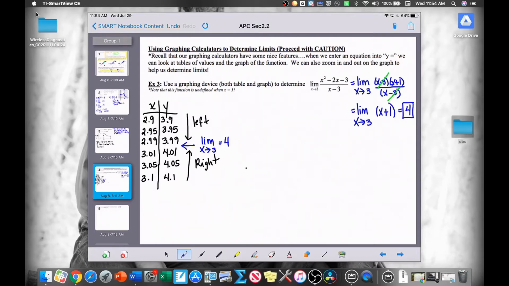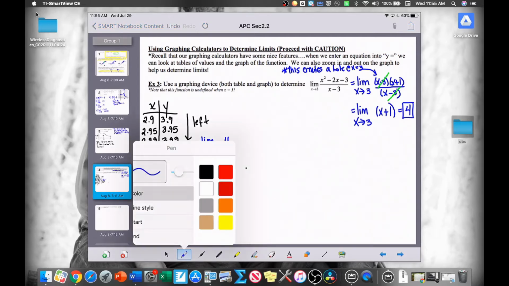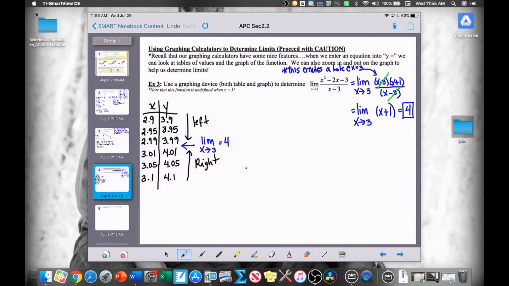The last thing that we want to do, and sorry, let's put a little note here, and let's just say this creates a hole at x equals 3. Okay, but remember, just because there's a hole there doesn't mean that the limit doesn't exist, right? If you were to try to plug in x equals 3, what would happen? Well, you'd get 0 over 0, so we know that that's an issue, right? Let's take a look at the graph of this.